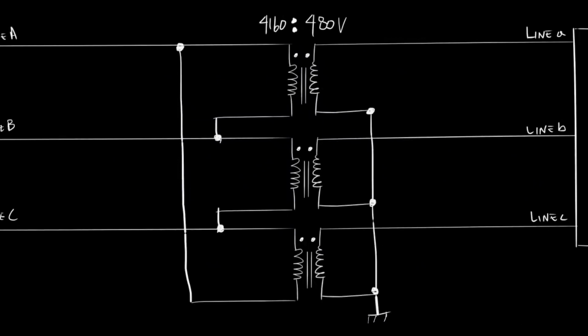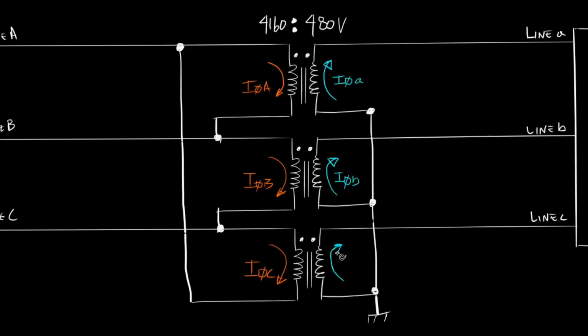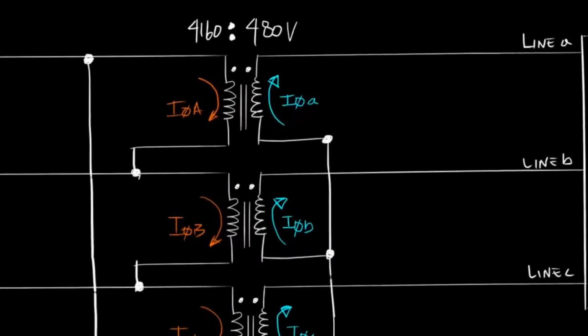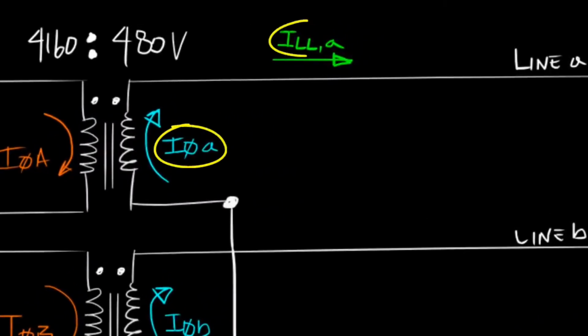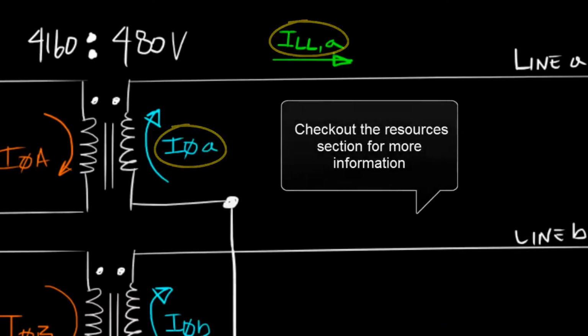We understand from part 3 that primary phase A, B, and C currents flow through the polarity side of the primary windings, and the secondary phase A, B, and C currents flow out of the polarity side of the secondary windings. For a Y-connected transformer, it's very easy to see that phase currents and line currents are both equal. Check out the resources section for more information.